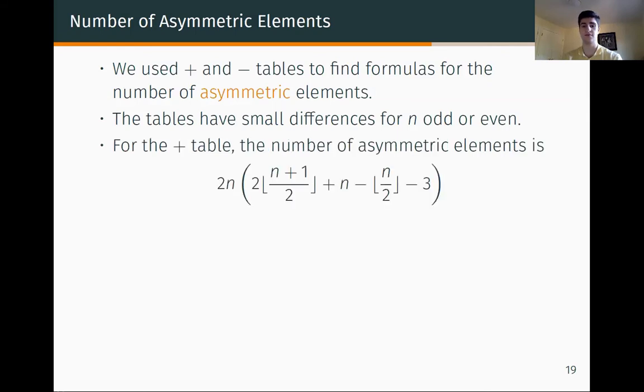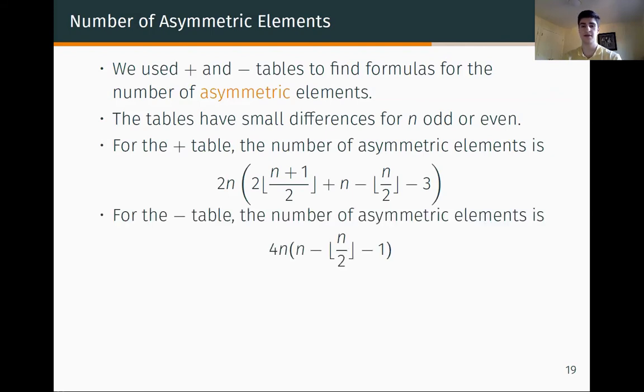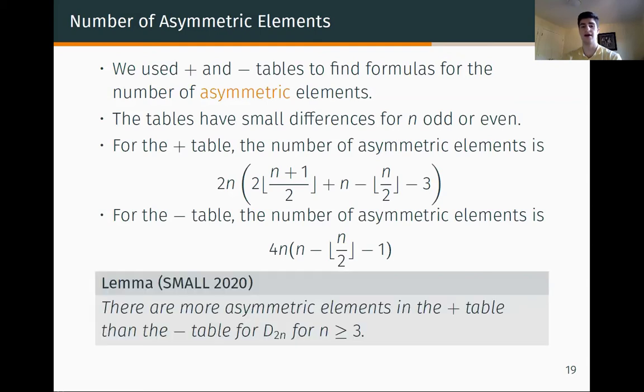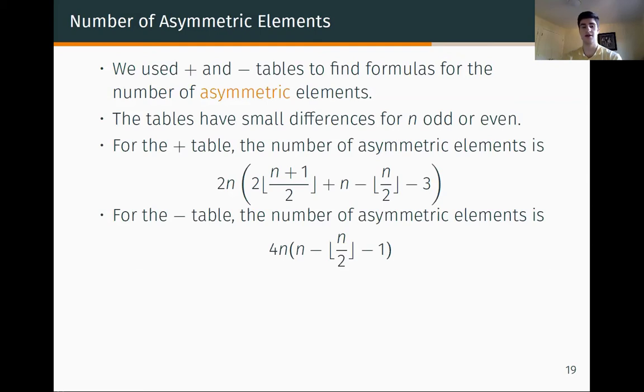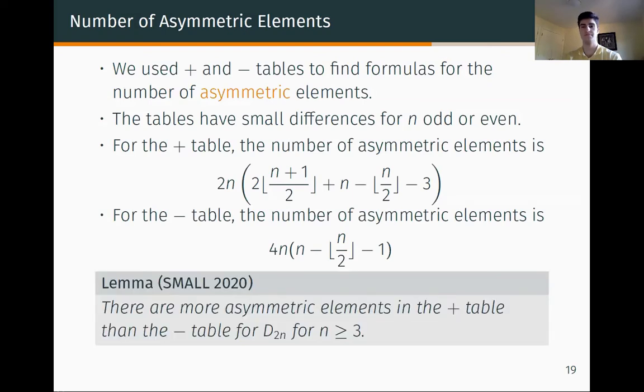And in the end, we found for the plus table, the number of asymmetric elements is the following expression. Likewise, for the minus table, we get the subsequent expression. And then these two have the floor function, and there's an expression over 2 just to account for the differences between odd and even. And then from this point, just by a simple algebra argument, you can show that there are in fact more asymmetric elements in the plus table than in the minus table for the dihedral group for n greater than or equal to 3.